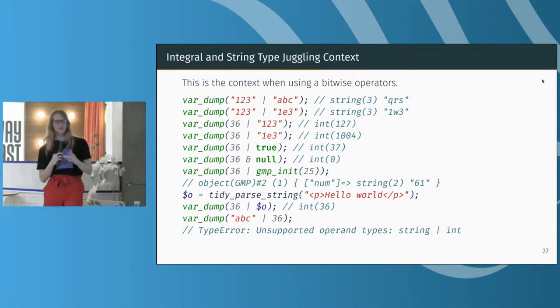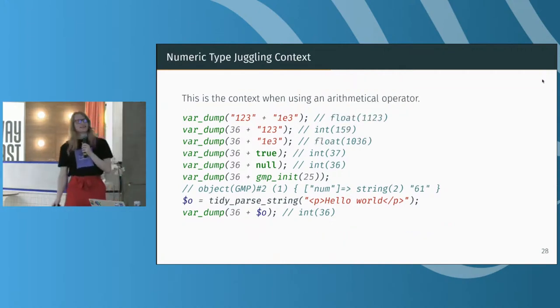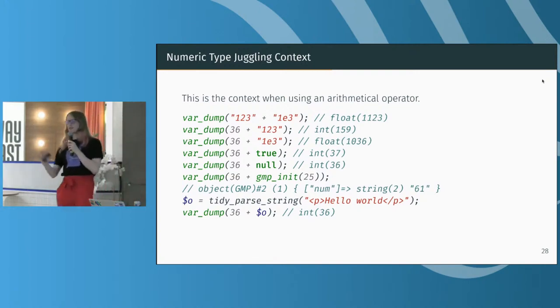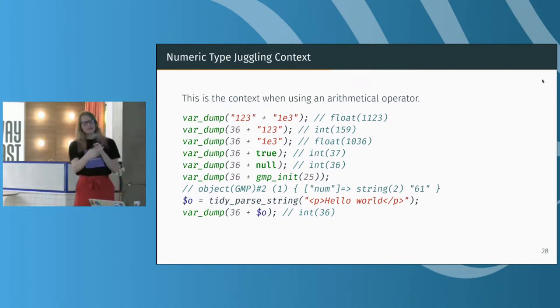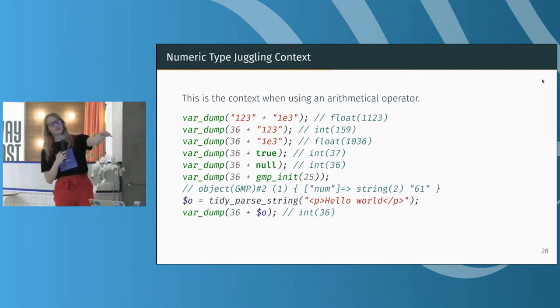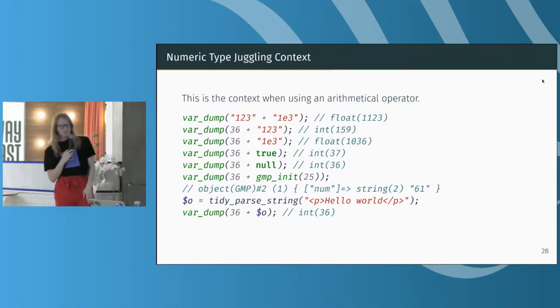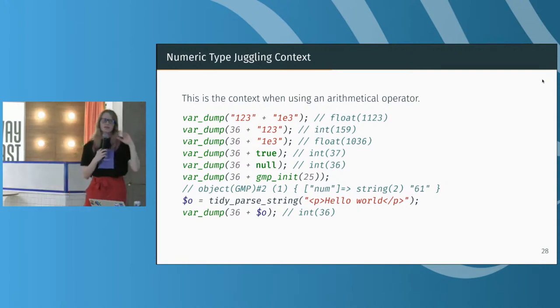So that's nice. So yeah, the numeric type juggling is basically the same as previously, but it's for arithmetic addition. So instead of being strings and integers, it's integers and floats, and you have the same shenanigans where numeric strings are a thing. So yeah, 123 plus 1e3 is 1,123. Also true gets cast to 1, null gets cast to 0, and yeah, you can use GMP and the tidy object for reasons.